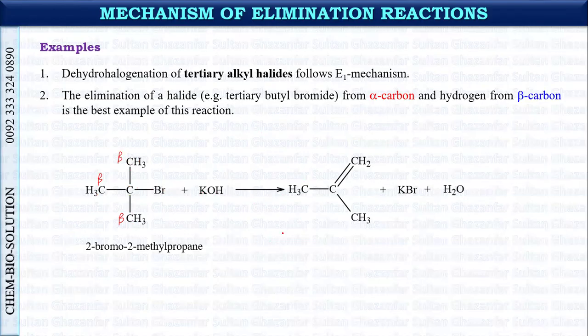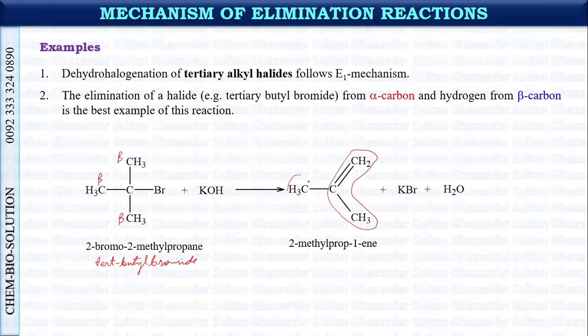This is the 2-bromo-2-methylpropane or tertiary butyl bromide. And in short, you can write it tert-butyl bromide. And the resulting alkene is 2-methylpropene, because you can take any site as the basic chain, either from this or you can take this as the basic chain. So the methyl group would be there on the second carbon.